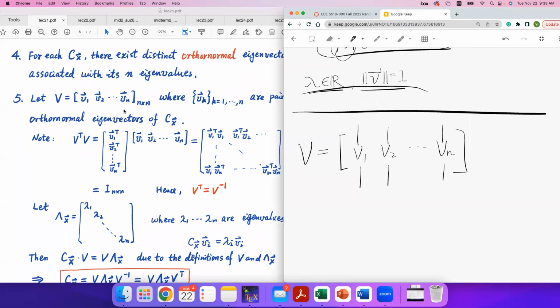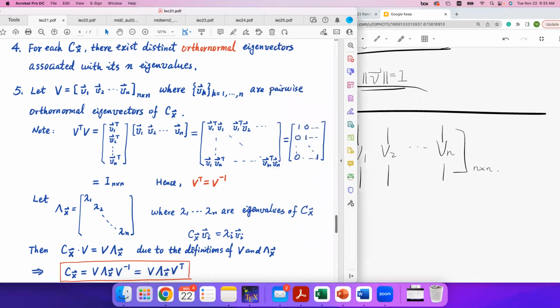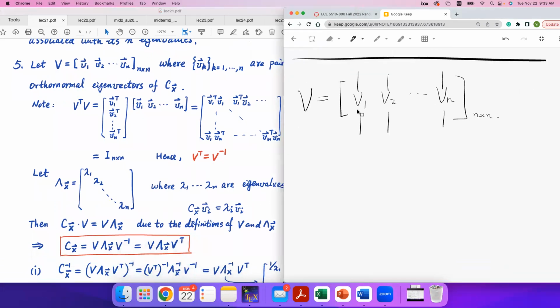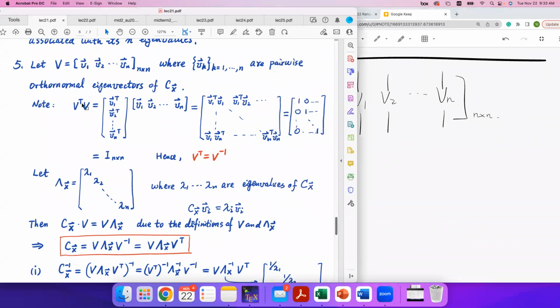So here we assume that you can find n eigenvectors. So it's an n by n matrix. You find all these eigenvectors and put all these column vectors in a row, right? That forms a matrix. And this matrix has very nice properties. First of all, it is an orthogonal matrix. So V transpose V actually equals the identity matrix.